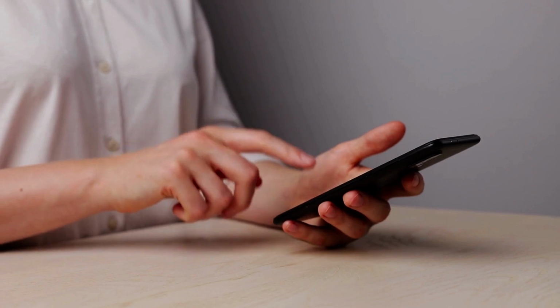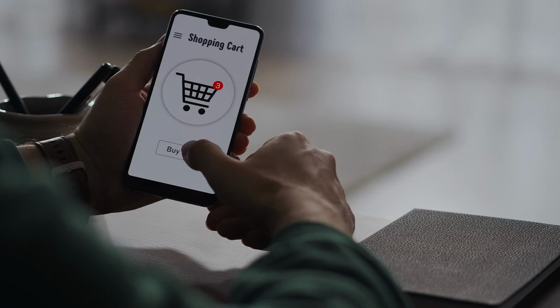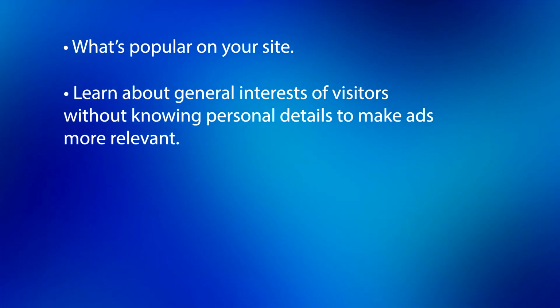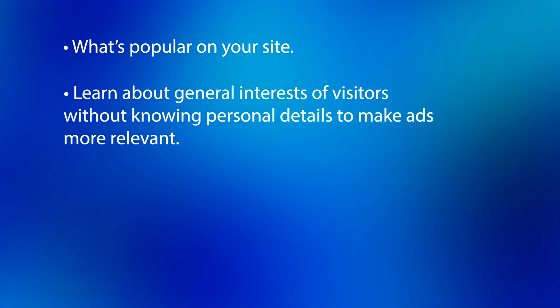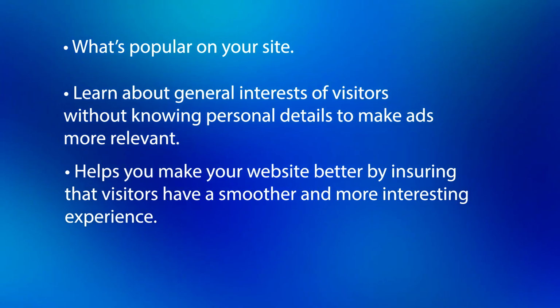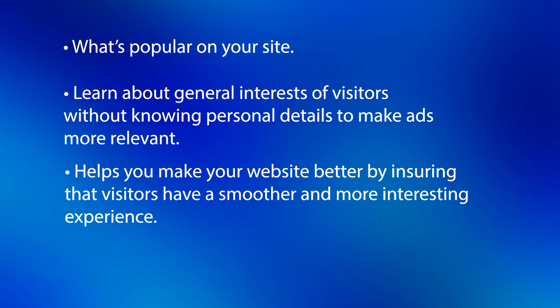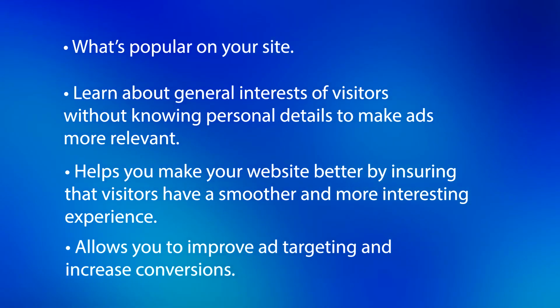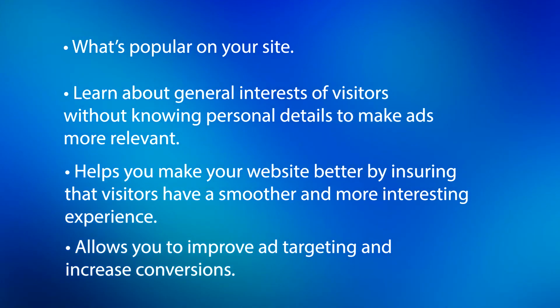So the Metapixel works like this invisible assistant as it keeps an eye on what you click, view, and add to a cart on your website, which as you can see is really powerful as it gives you a clear picture of what's popular on your site, and lets you learn about general interests of visitors without knowing personal details to make ads more relevant. It helps you make your website better, ensuring that visitors have a smoother and more interesting experience, and also allows you to improve ad targeting and increase conversions. But put simply, it enables you to target audiences and tailor your ads based on the data that you get back from it. Now you may be thinking, how does it actually do this?